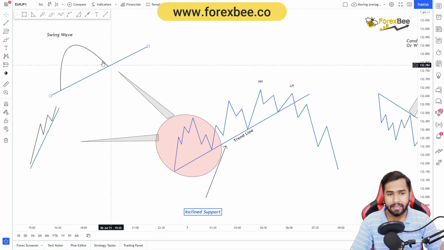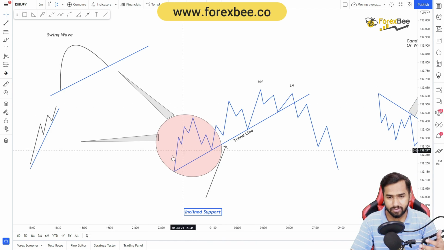Okay, and here you can see that this is our first swing, this is the second swing, and this is the third swing. So once we spot these swings and we draw a line which touches the bottoms of these swings, we can say that this is a valid trend line.